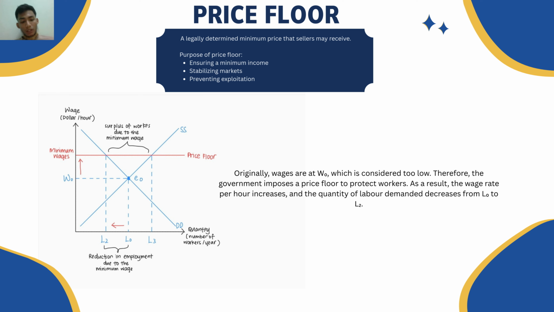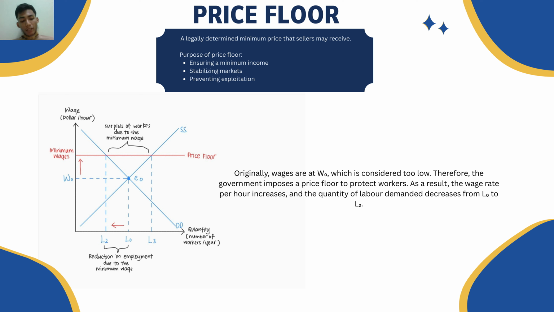Moving on, the price floor. A price floor is a legally determined minimum price that sellers may receive. It is usually set above the equilibrium price to protect producers or workers. The purpose of a price floor is to ensure minimum income, stabilize the market, and prevent exploitation.